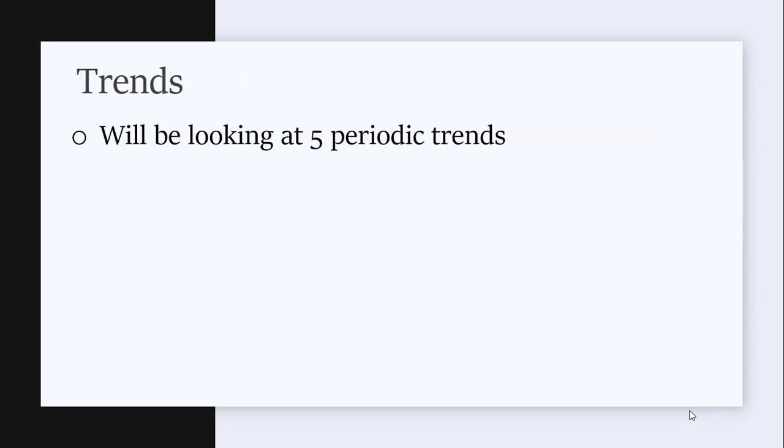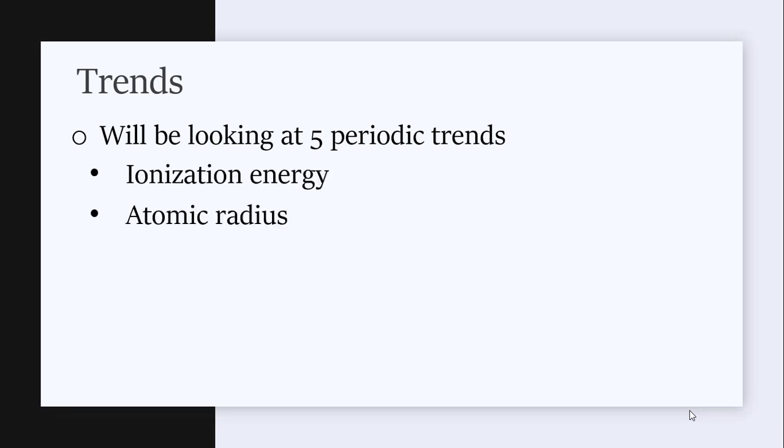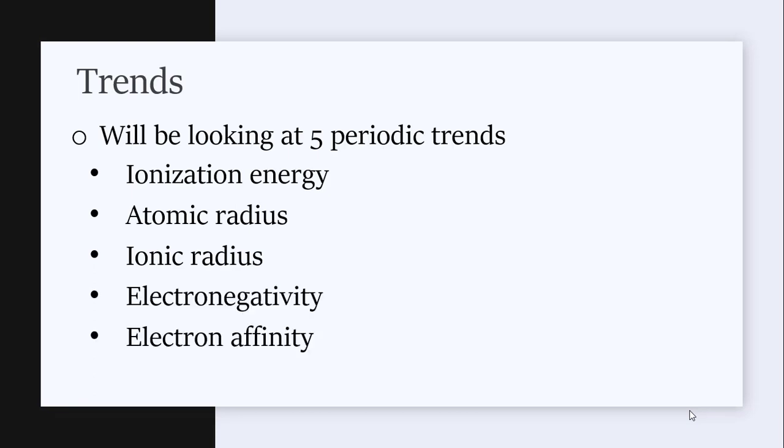When we get to the other videos, we'll be looking at 5 periodic trends, and these will be ionization energy, atomic radius, ionic radius, electronegativity, and electron affinity, the things we just defined.